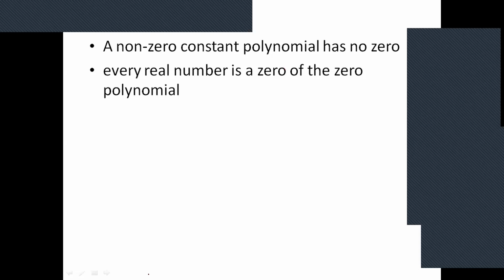Correct. Since all the coefficients of the zero polynomial are zero, we will be able to substitute any value for x, because whatever you substitute, the answer will finally become zero. So it doesn't make any difference. That is why we say every real number is a zero of the zero polynomial. Don't get confused with these two zeros.